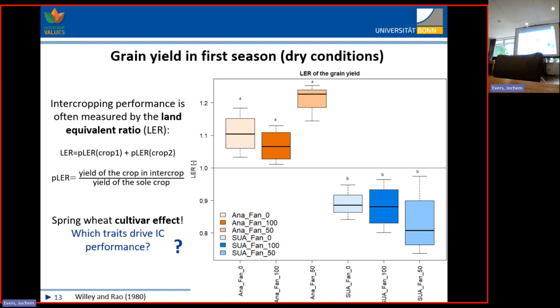And this is why, let's ignore now the details here. But what you see here is that one of the cultivars has a LER above 1, and the other one has below 1. And this is why we selected these two, because they always behave like that. This year, this is better, the other year, that one is better. So we try to find with these two contrasting cultivars what actually the trait is that makes the difference. And so this is another question we have. So which trait drives the performance?